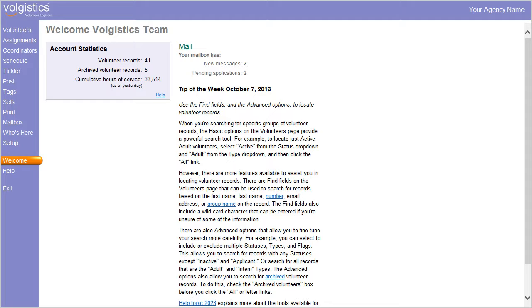While site-level access provides great convenience, it may not, and is not intended to, provide a level of security in which operators at one site could never discover any information about volunteers from another site in the same Volgistics account.